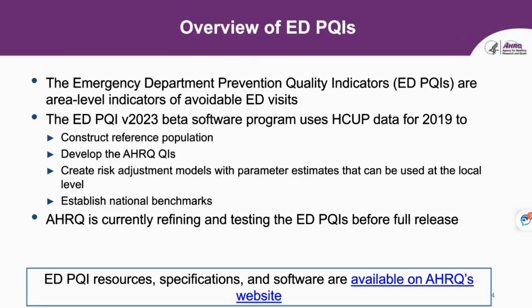The Emergency Department PQIs are indicators of avoidable healthcare use occurring in the emergency department. The version 2023 beta software was derived using 2019 HCUP data to form a reference population. The reference population data is used to calculate the measures and to estimate parameters for risk adjustment, as well as national benchmarks.